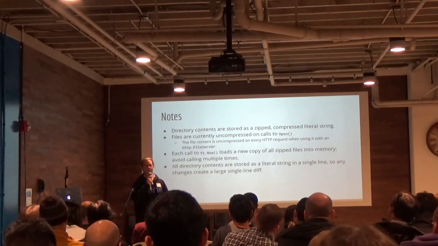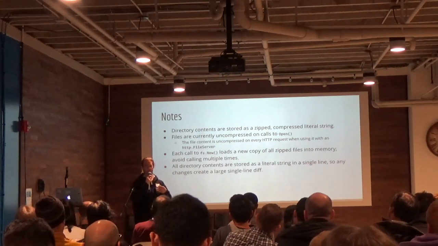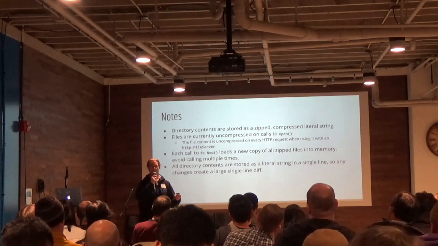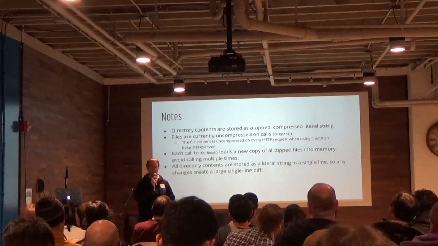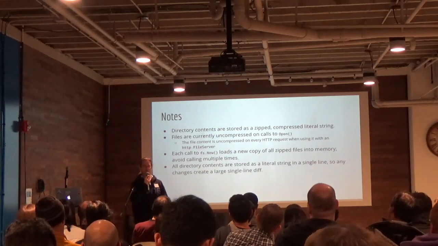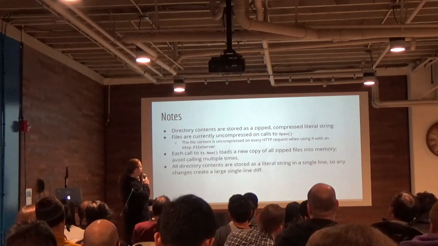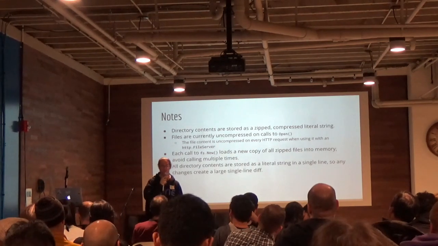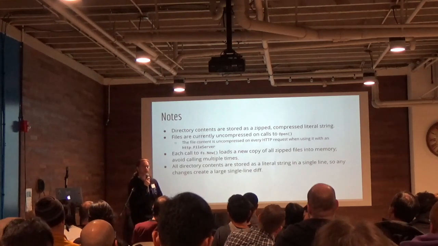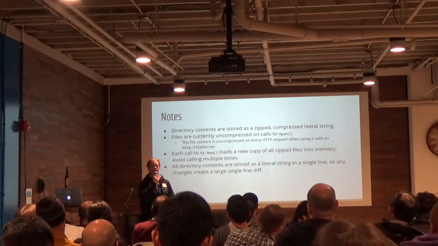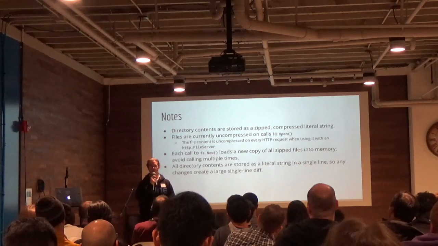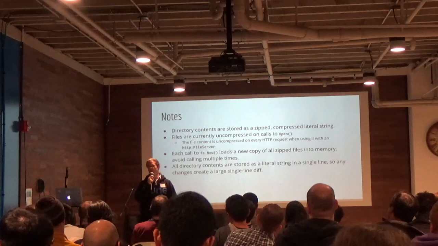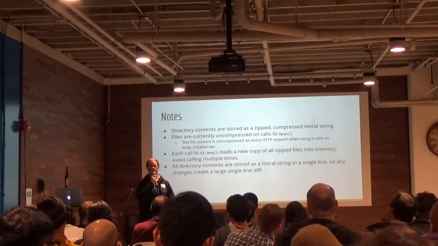And be careful when you're creating one of these new file system objects, because it's going to iterate over the contents and load the individual files into memory every time. So don't do this every time you want to get to it, otherwise you're going to create a memory leak. And as far as changing the file contents is concerned, every time you change the file contents, the single literal string line is going to change independent of the size of the change. So you may end up with some large diffs in your source control history.